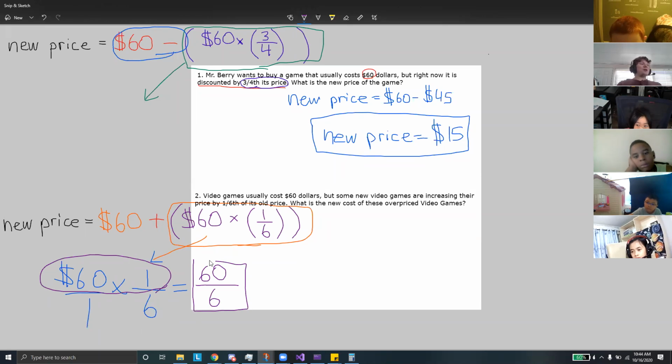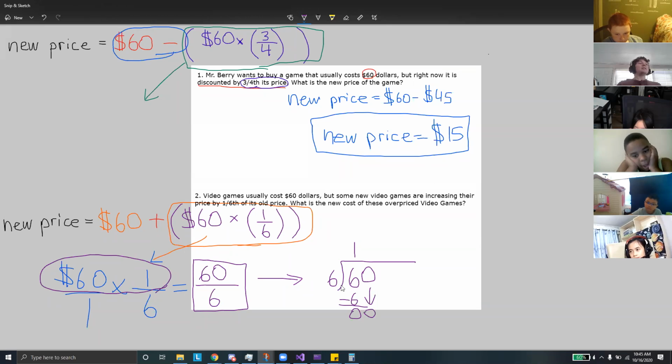Now we want to find out what this fraction is equal to. So in order to do that, we're going to write it just like a division problem. 60/6 is the same as 60 divided by 6. So 60 is on the inside, 6 is on the outside. 6 goes into 6 one time. 1 times 6 is 6. 6 minus 6 is 0. Drop the 0. 6 goes into 0 times. 0 times 6 is 0. 0 minus 0 is 0. So remainder 0. So 60 divided by 6 is equal to 10, or $10.